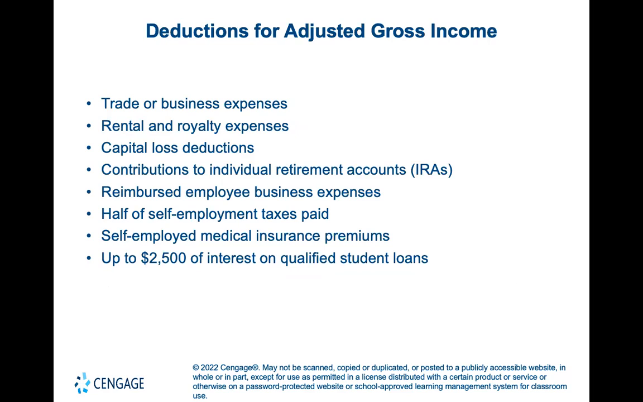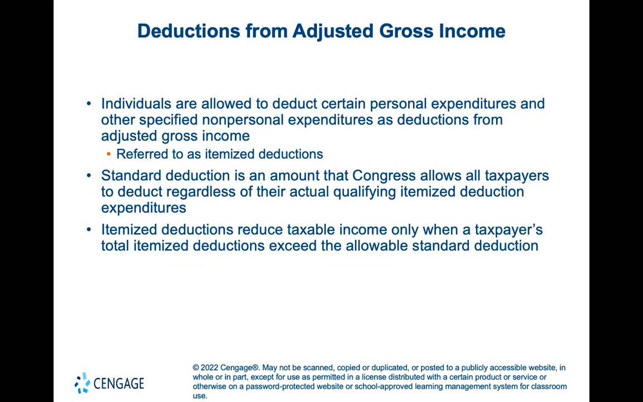So deductions for adjusted gross income: trade or business expenses, rent or royalty expenses, capital loss deductions, contributions to individual retirement accounts, IRAs, reimbursed employee business expenses, half of self-employment taxes paid, self-employed medical insurance premiums, and then up to $2,500 of interest on qualified student loans. Okay, so those are your deductions for AGI.